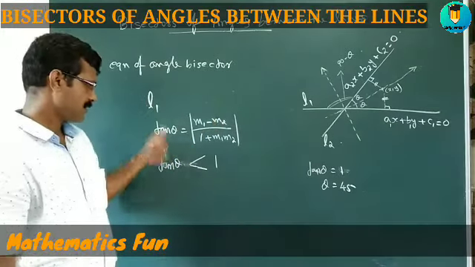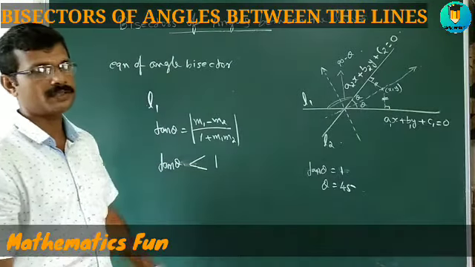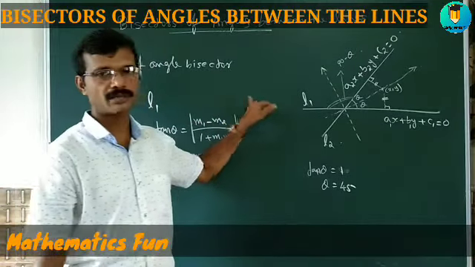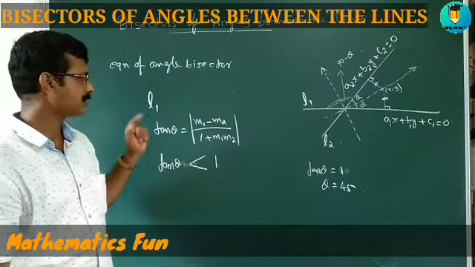Now in case this value tan theta comes more than 1, then whatever bisector I had taken will be the obtuse bisector. So this result you have to remember.